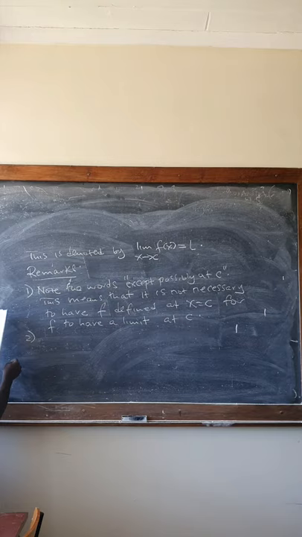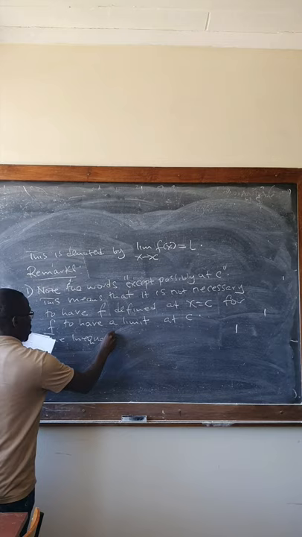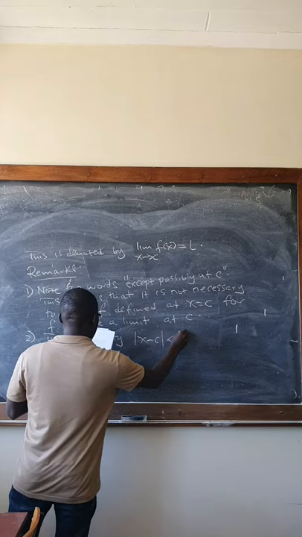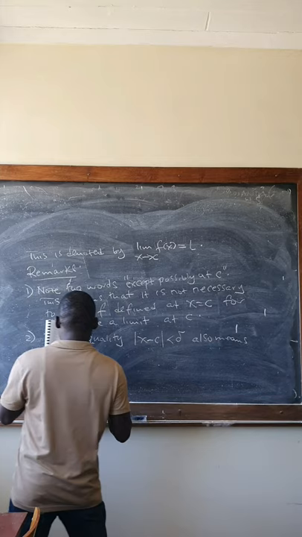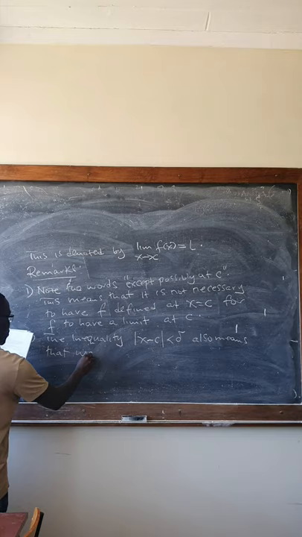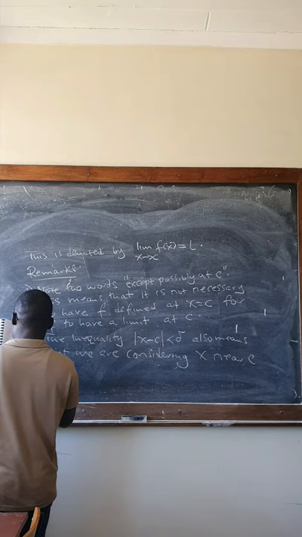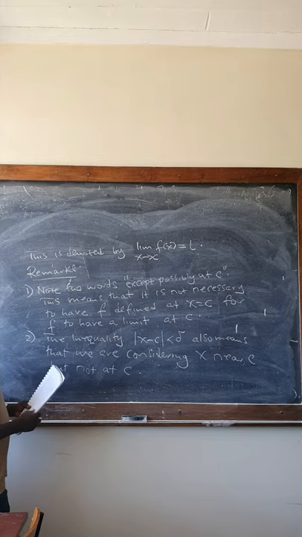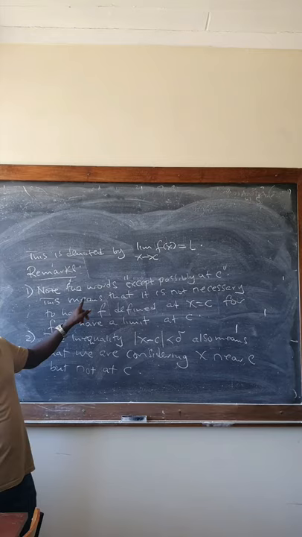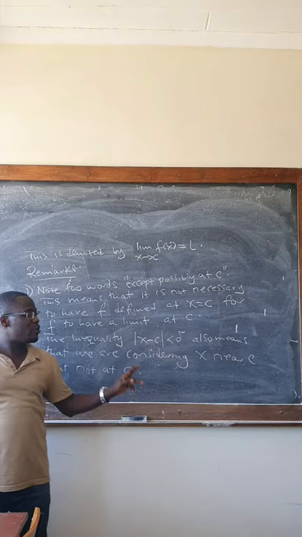And two, we said that the inequality absolute of x minus c less than delta also means that we are considering x near c but not at c. Because this is a strict inequality, and delta is something positive, some number bigger than zero, it means that we are considering x near c but not at c. Because if x is at c, then x minus c will be zero.